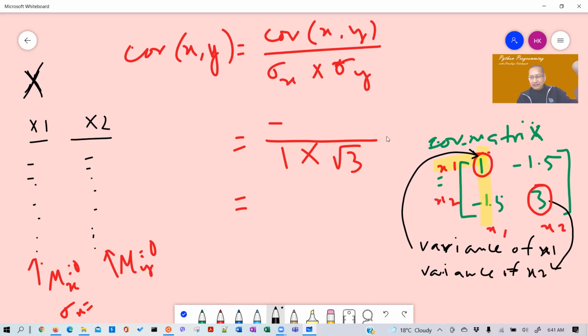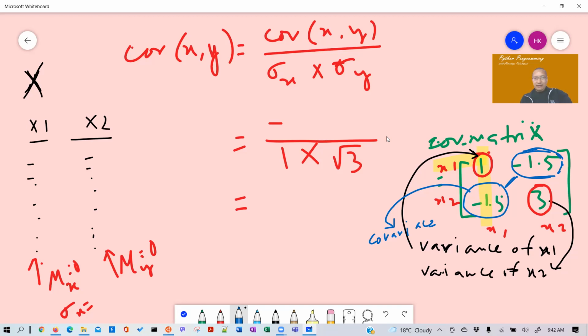Okay, so you guys are clear on this, right? This one right here, what is this? Mirror image. What are they? 1.5 in this case. That's the covariance between the two variables, x1 and x2.